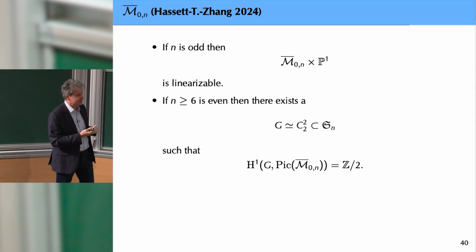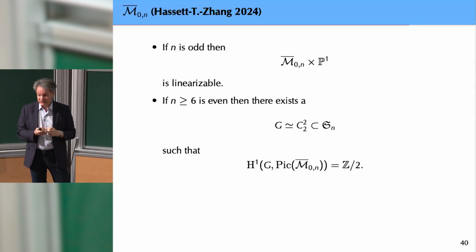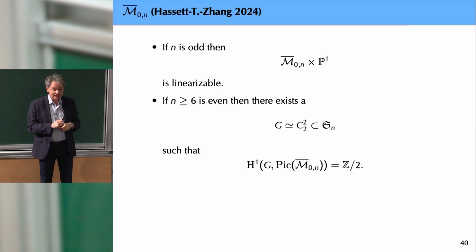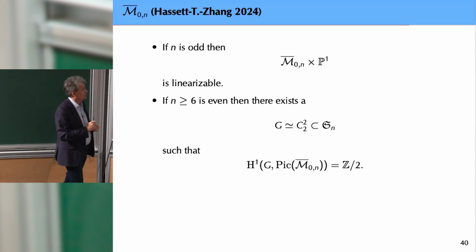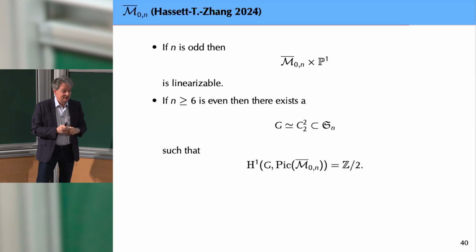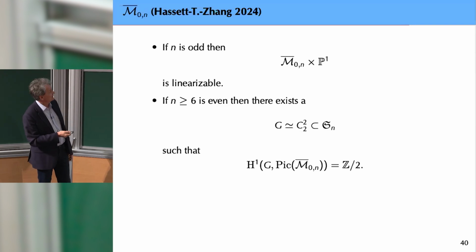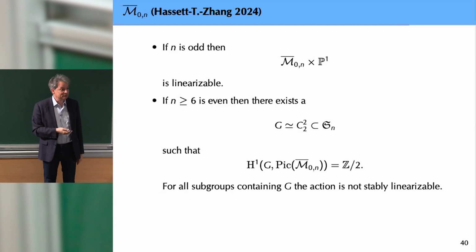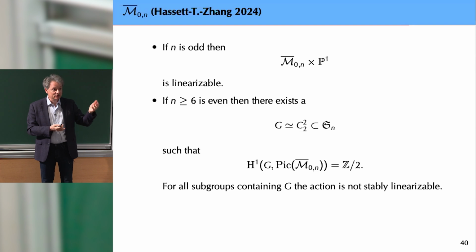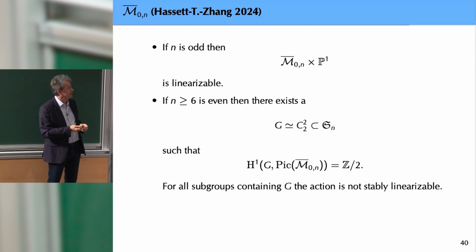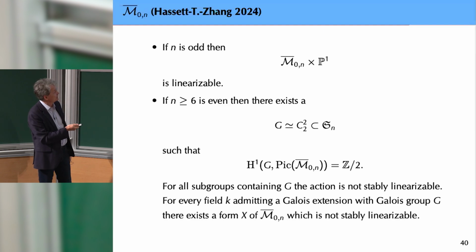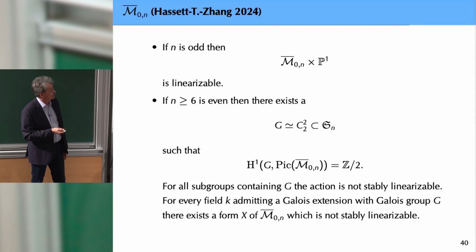Now, for the even ones, the theorem is that for all even n bigger than or equal to 6, you can find the C2 squared, which produces cohomology. So you already know that once you have, let's say, a field which has a field extension with Galois group C2 squared, immediately you can make a twist that's not rational, or not stably rational, and in the equivariant context, these are not stably linearizable.